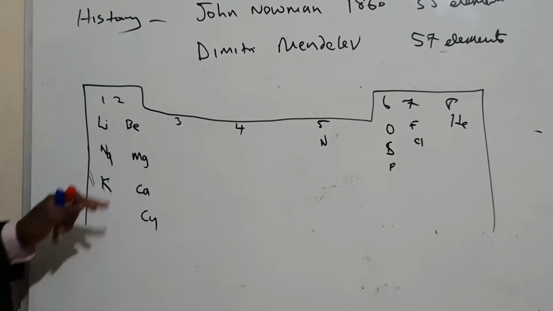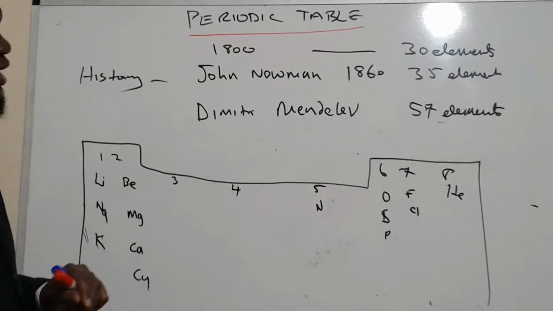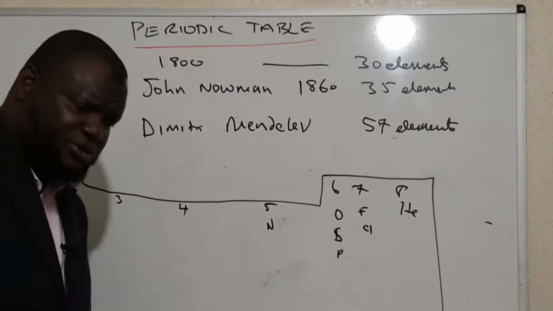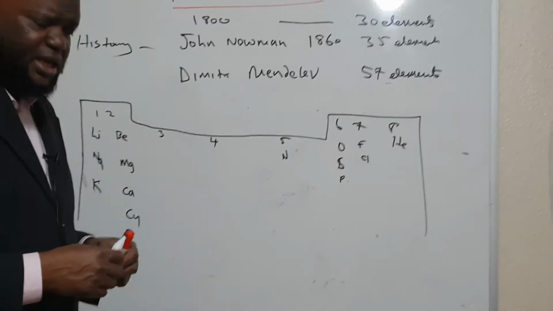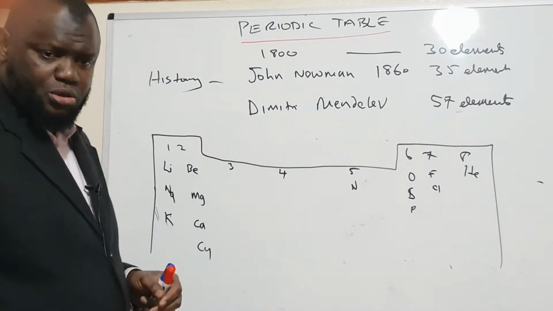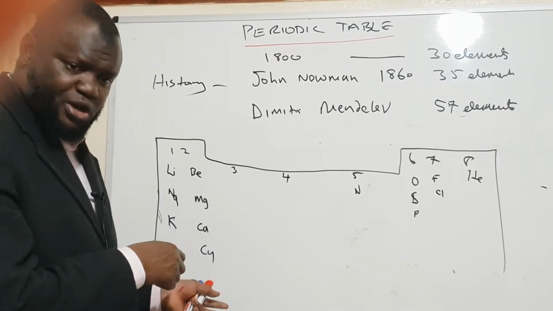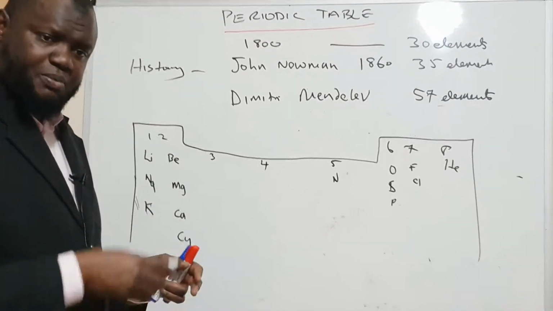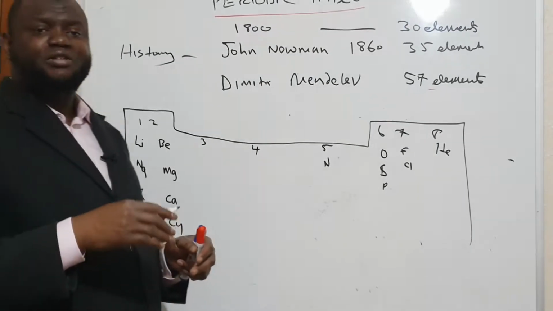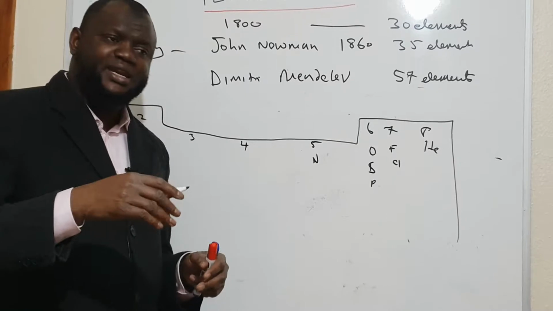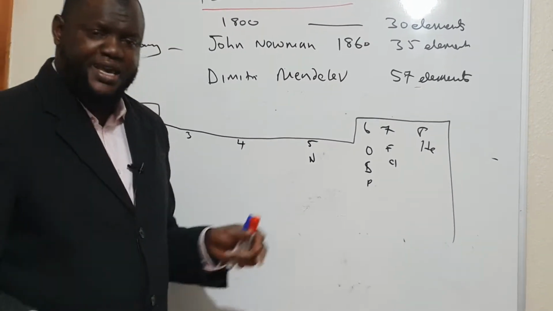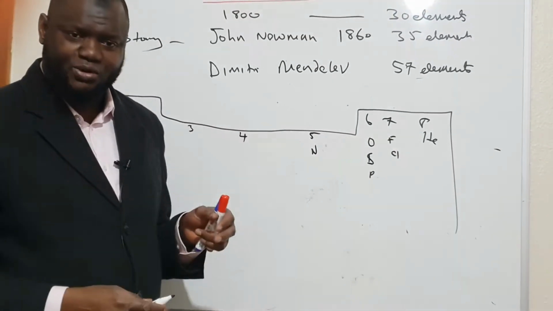But John Newlands came, and he realized that if you arrange the elements in terms of atomic mass number, which is the number of protons plus neutrons, you will discover some kind of a cycle. From one element to the 8th one, he could see similar characteristics, okay?